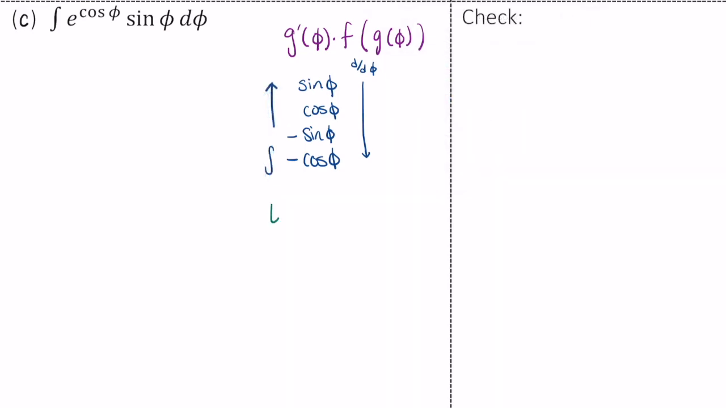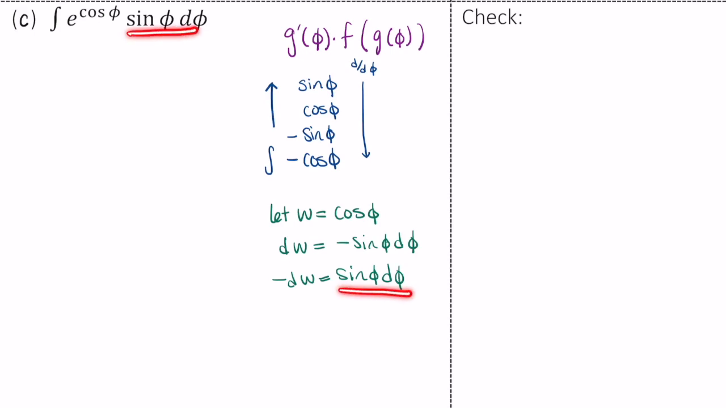So with that, let w equal cosine of phi, then dw equals negative sine phi d phi. So negative dw equals sine phi d phi. And suddenly, right here, sine phi d phi, that is negative dw. And then I'll have e to the w power, since cosine of phi is w.